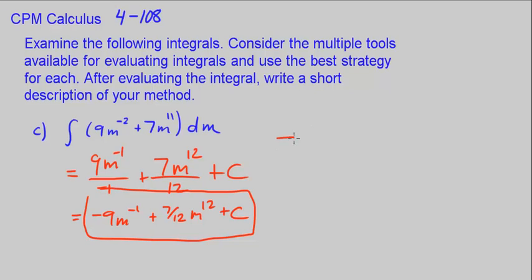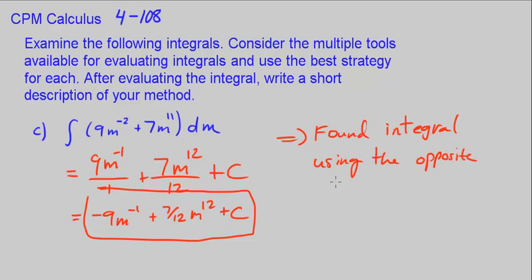And what was our method? We just used the opposite of the power rule to take the antiderivative. Found the integral or antiderivative using the opposite of the power rule for derivatives.